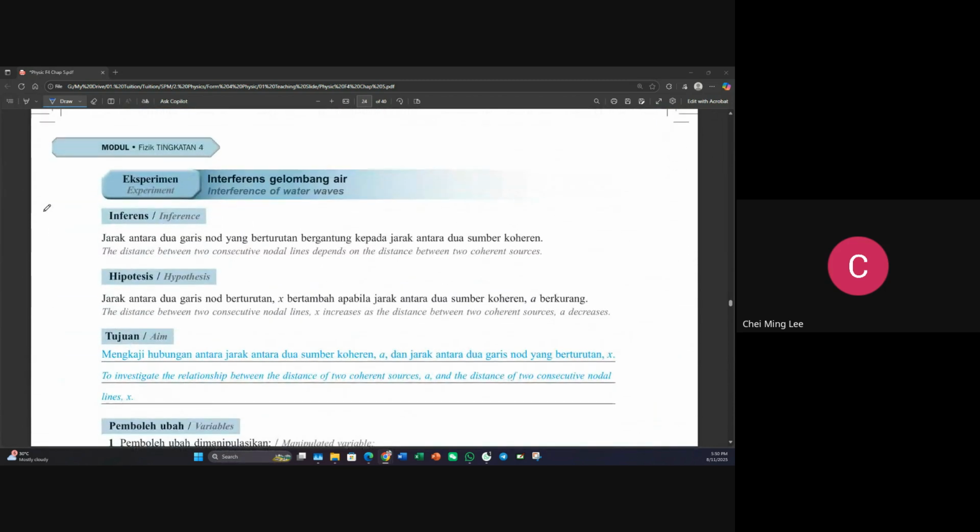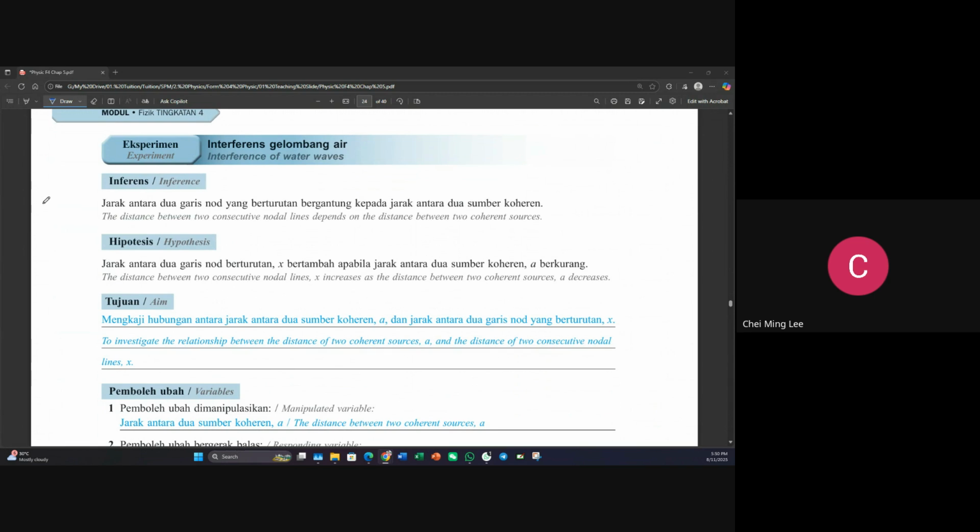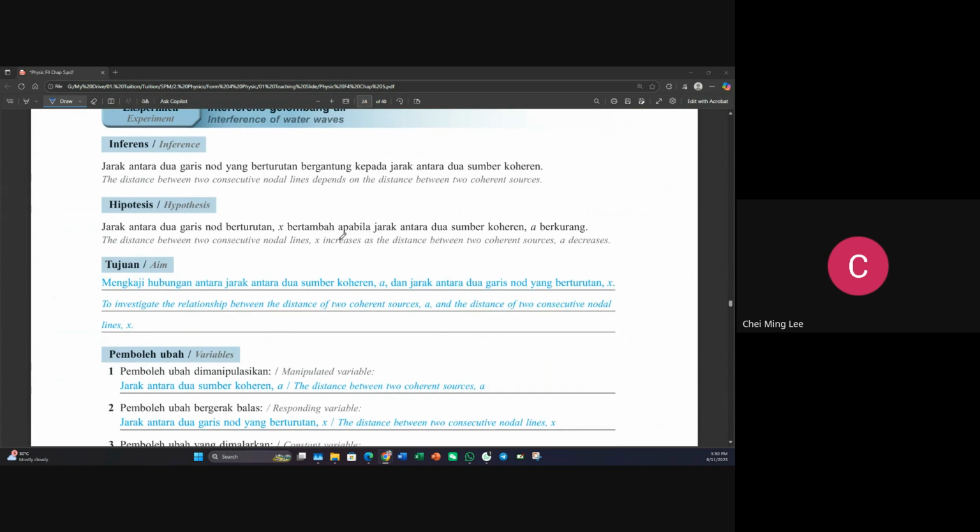Okay, so let's see some experiments on the interference of water waves. The distance between two consecutive nodal lines depends on the distance between two coherent sources. So the hypothesis: the distance x between two consecutive nodal lines increases as the distance between two coherent sources decreases. That means the nearer the two sources are together, the distance between the consecutive nodal lines will increase.